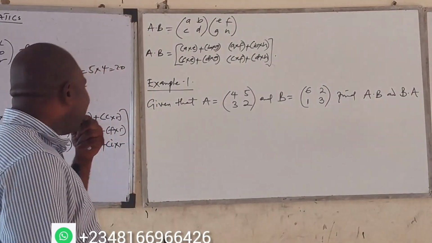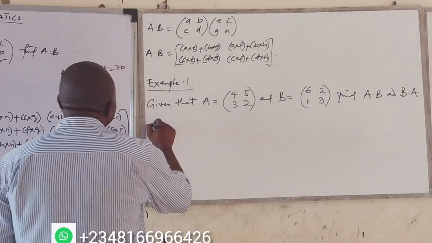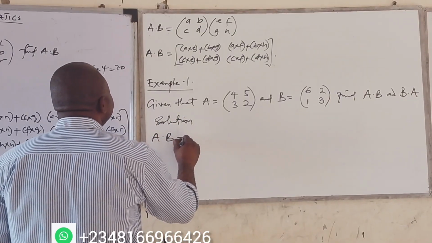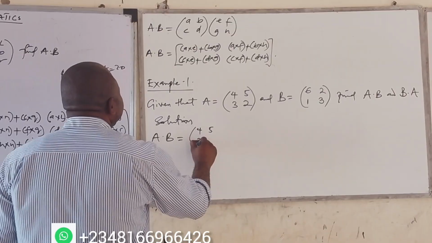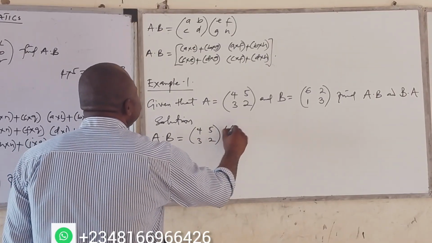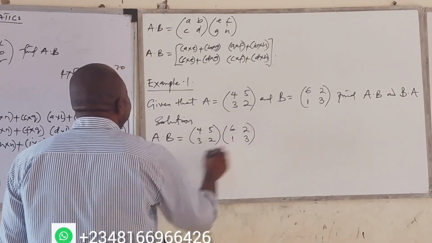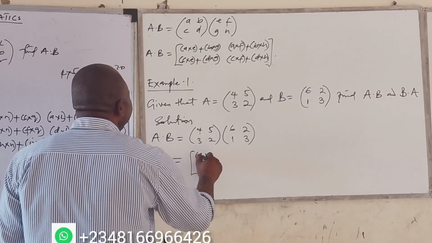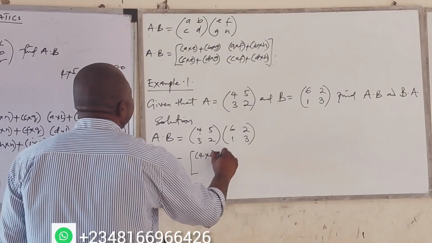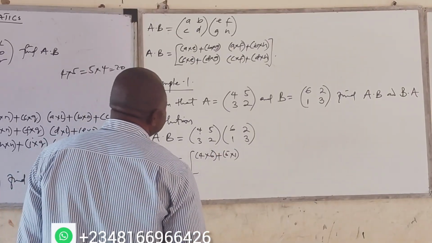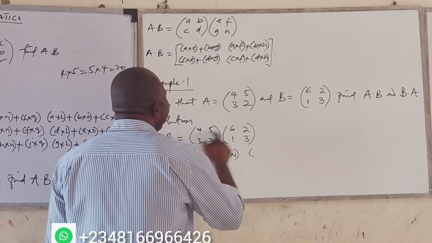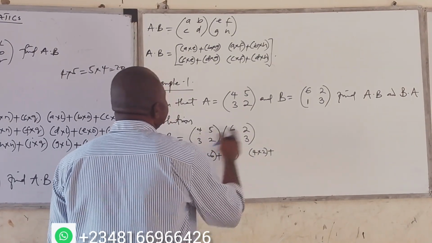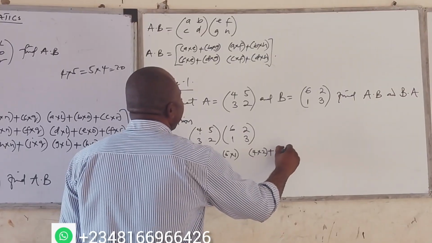Now let's see it from here. Let's see the value of A dot B. So A dot B will be equal to 4, 5, 3, 2 times 6, 2, 1, 3. The whole of this will give us this times this plus this times this. So we have 4 times 6 plus 5 times 1. The next one will be 4 times 2 plus 5 times 3.